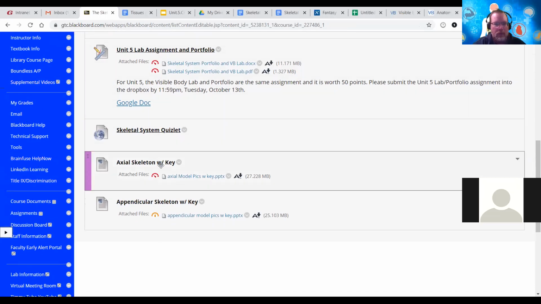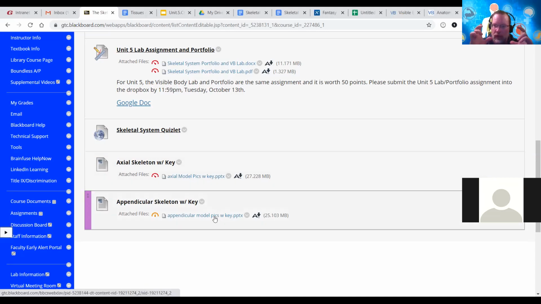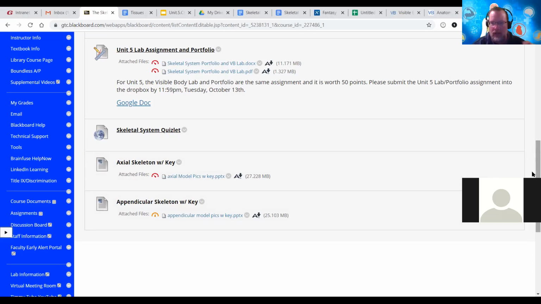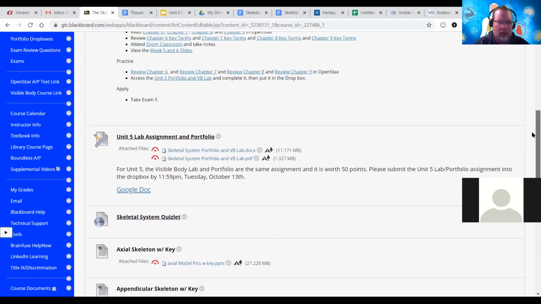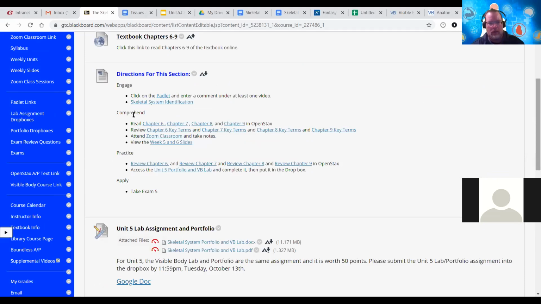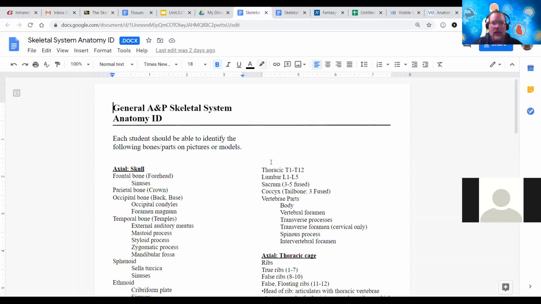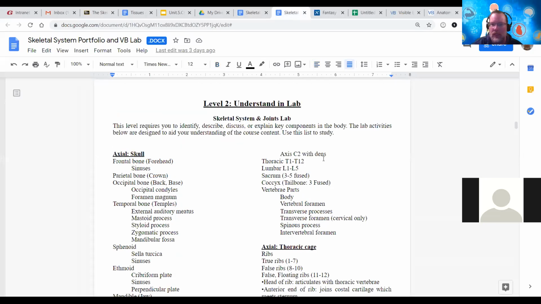You've got the axial skeleton with key, and the appendicular skeleton with key. You may want to check these out. They're a couple of PowerPoints with photos from the lab, I think from the Kenosha lab models, pointing with a stylus to different features on the axial skeleton and then the appendicular skeleton, and then the answer key at the very end telling you what is on each slide. So check those out. Those are very helpful. Under directions for this section, skeletal system identification, that's this list, the same list you would see in the portfolio.